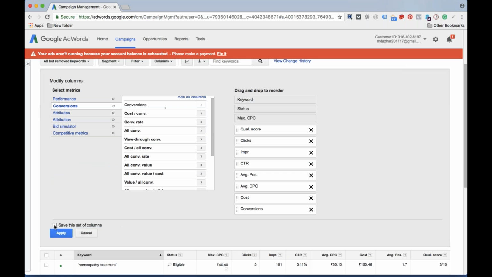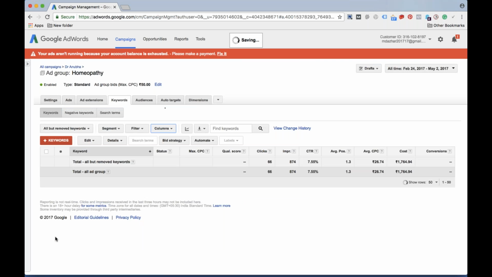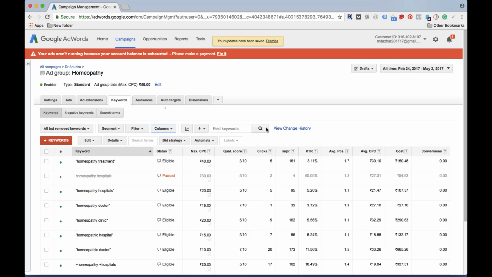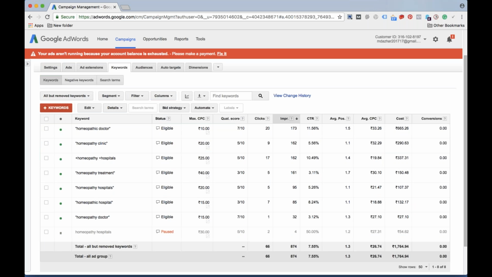And if you want, you can save this set also, like KPI metrics. So next time in another ad group, I don't need to select all; I can directly use the options. Now you can see the details. Have a look at the first keyword, homeopathy treatment. First I want to know which one has a good number of impressions. So click on impressions count, and you see the most popular keyword is homeopathic doctor.